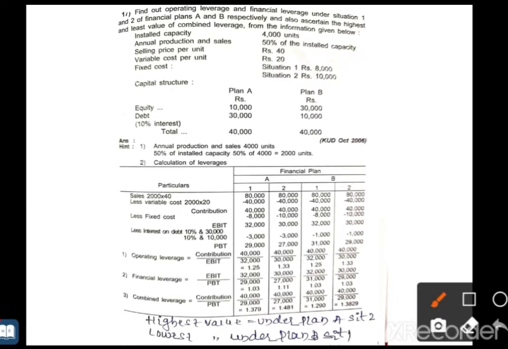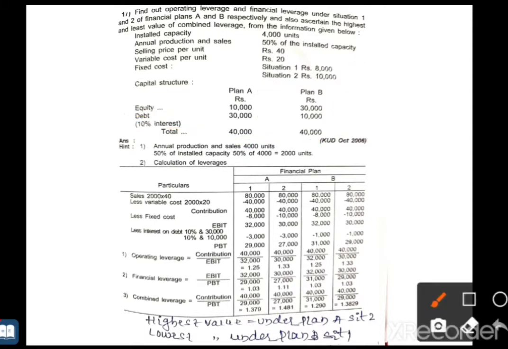Okay. Next, capital structure, plan A and plan B. Equity is 10,000 in plan A and 30,000 in plan B, debt is 30,000 and 10,000, at the rate of interest of 10%, because the rate of interest is given. So rate of interest into debt will give us interest on debentures. Total is 40,000 and 40,000.